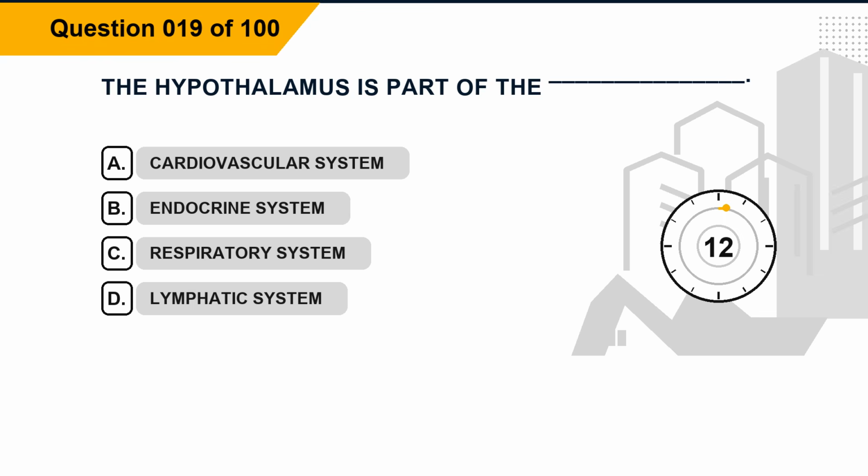Question 19. The hypothalamus is part of the blank. Option A, cardiovascular system. Option B, endocrine system. Option C, respiratory system. Option D, lymphatic system.